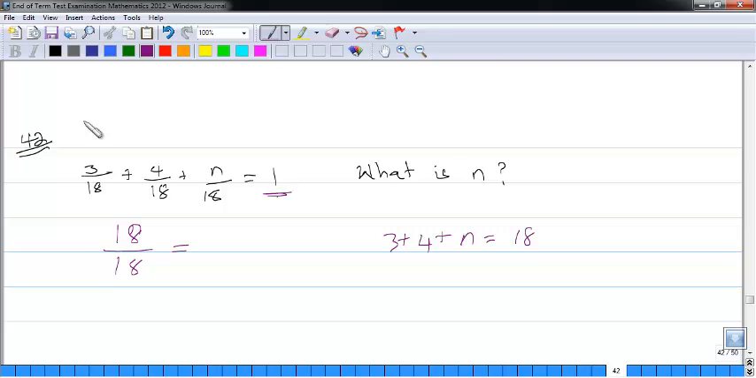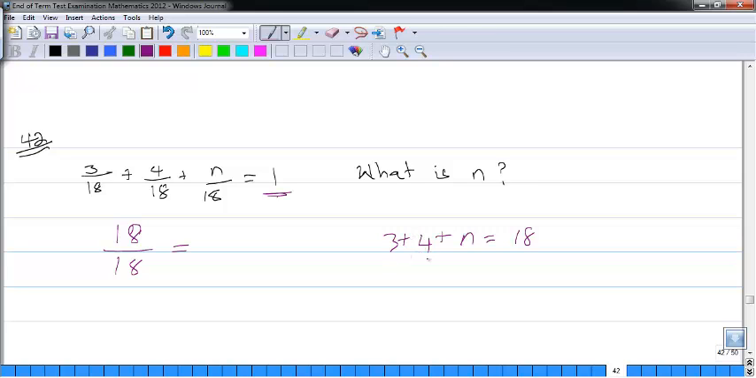Number 42. If 3/18 plus 4/18 plus n/18 is equal to 1, what is n? Now, as long as the denominators are the same, we know that we're going to be focusing our attention on the numerators. Additionally, in order to get a whole, we need to have the numerator and the denominator being the same. So if the denominator here is 18, we would need 18 parts to complete the whole. So let's look at the numerators now. We have 3, 4, and n. That should equal 18.